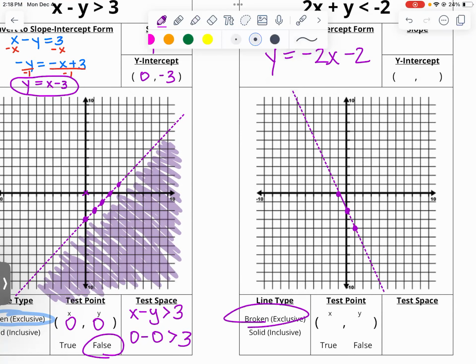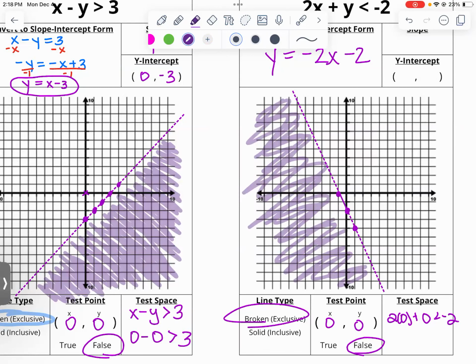Terry, what point did you test? Is 2 times 0 plus 0 less than -2? So we need to shade the side that 0, 0 is not on.